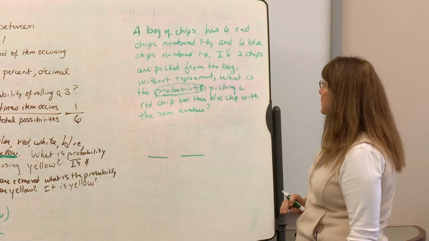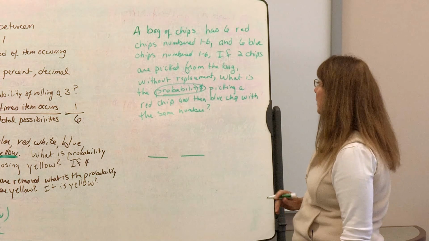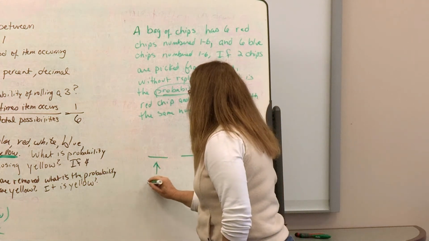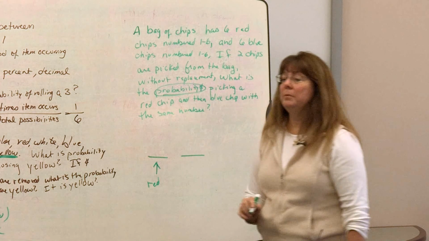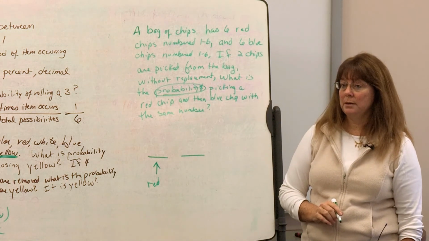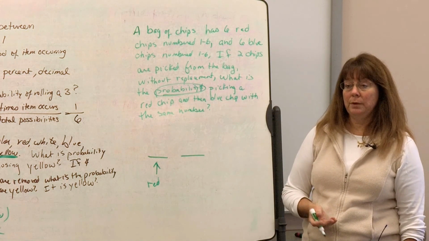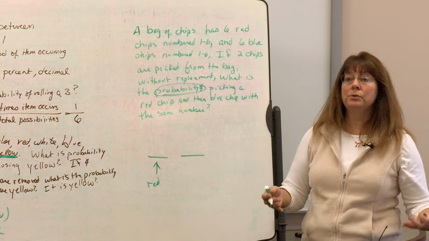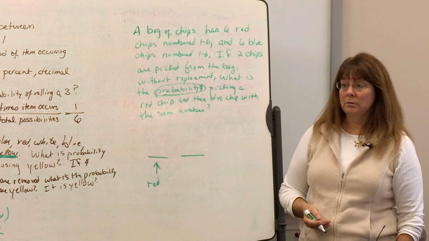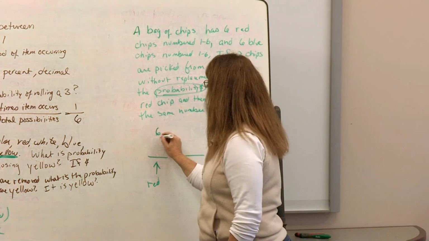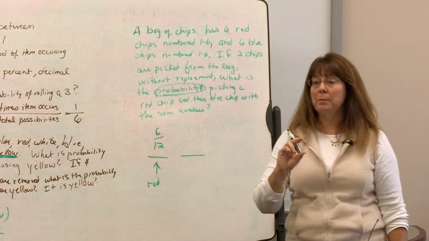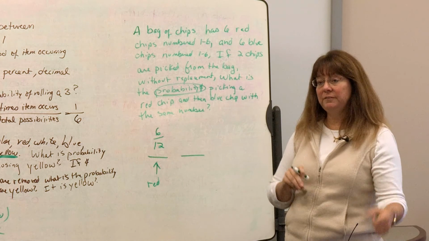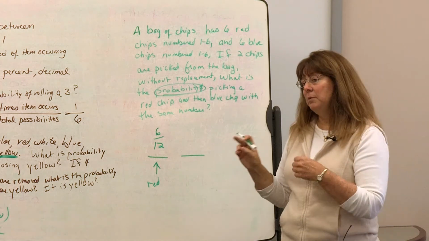The first one is I want to look at the probability of taking a red chip. So I want to find the probability that the first chip I pick is red. So how many red chips are in the bag? And how many chips are in the bag altogether? So we got a 6 out of 12 choice of getting one that's red. That's its probability. 50-50. Half of them are red, half of them are blue.